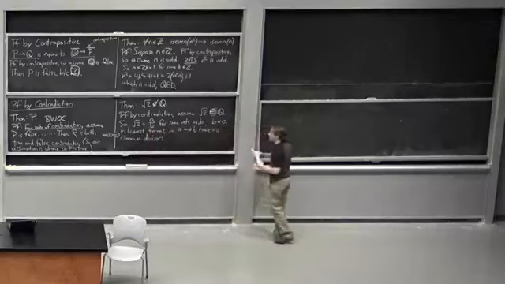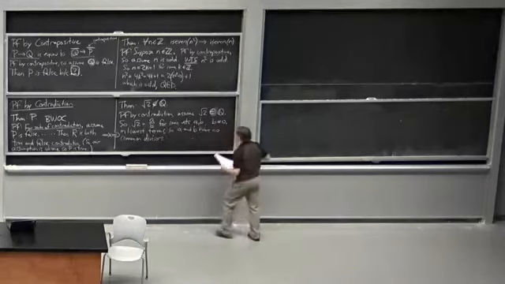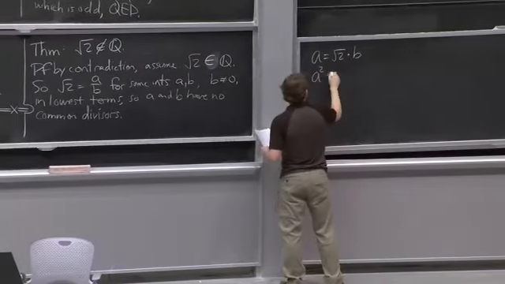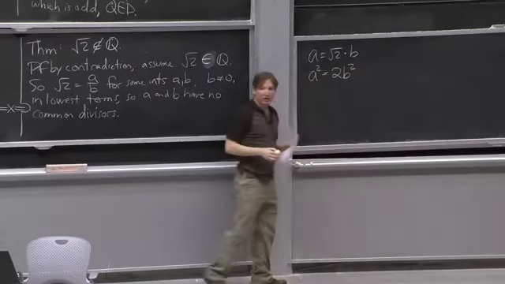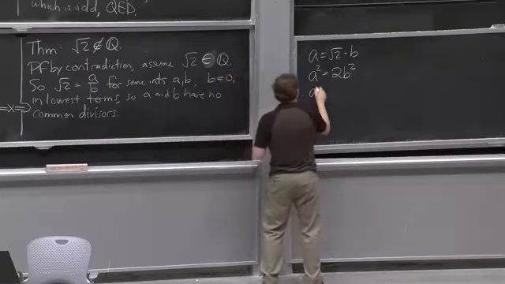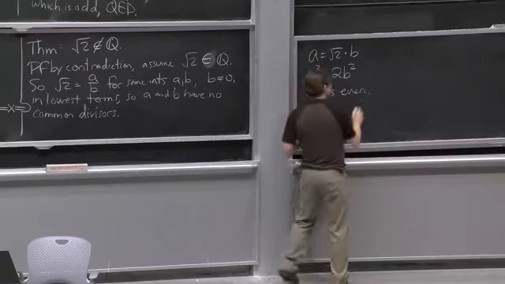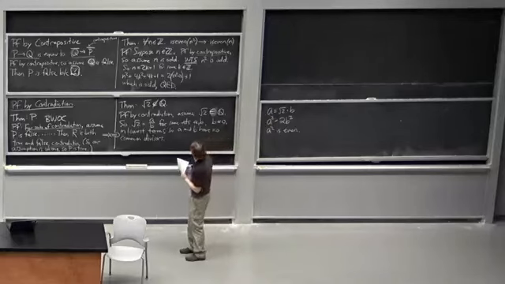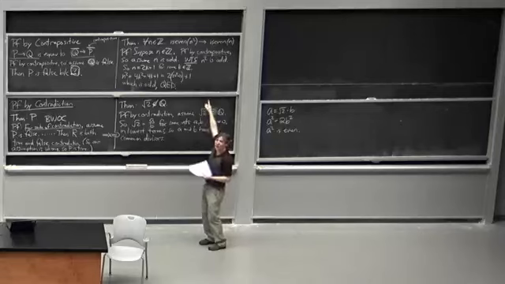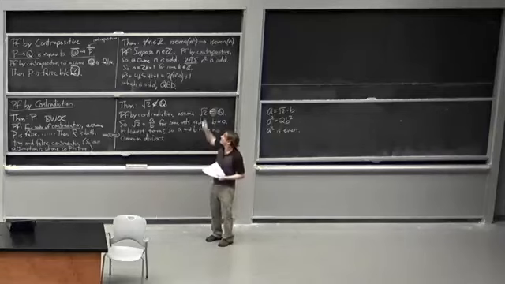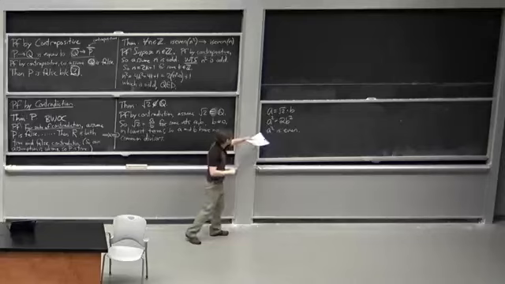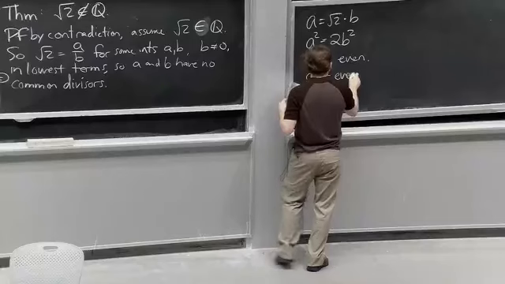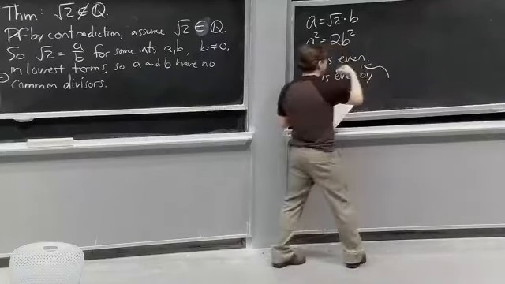OK, so a over b equals square root of 2 means a equals square root of 2 times b, means a squared equals 2b squared, which means a squared is even. And wait, we already proved something about if the square of a number is even, then the number itself is even. It's very convenient that we already have that there. So since a squared is even, this theorem shows us that a is even, by the theorem over there on the previous board.